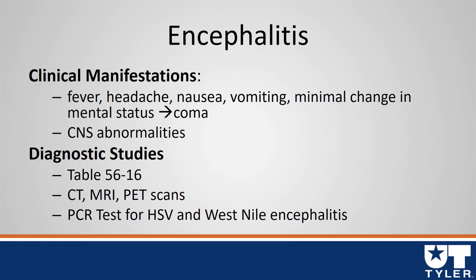Again, look at the table 56-16 and take a look and see how the CSF differs from that of bacterial and viral meningitis. Sorry, that's 56-16. The common imaging scans can also be performed, such as CT, MRI, or PET scans. There is a test called a PCR test that can detect HSV and West Nile virus. Suspect West Nile in adults over 50 years old that have encephalitis in summer or early fall.